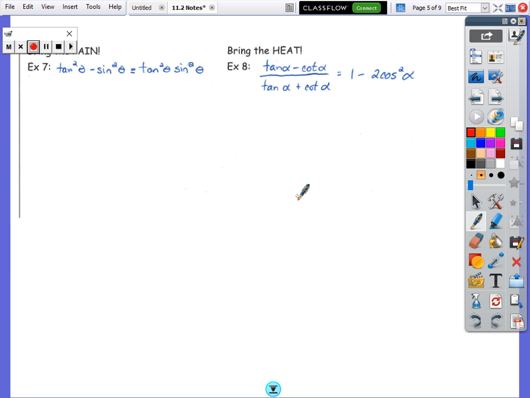Alright, so after some technical difficulties, here's the final example here. We have to get it to be 1 minus 2 cosine squared.